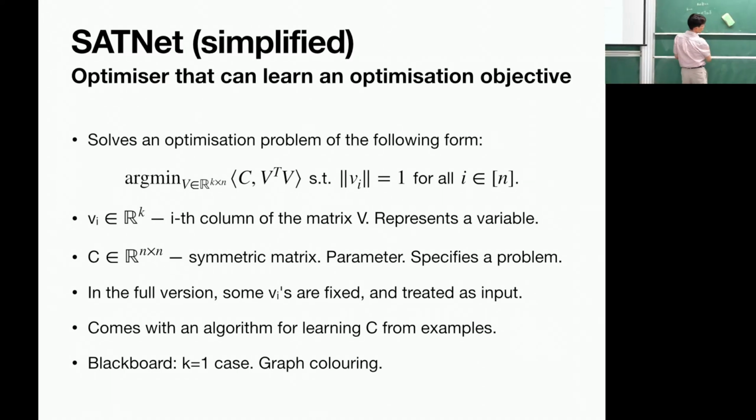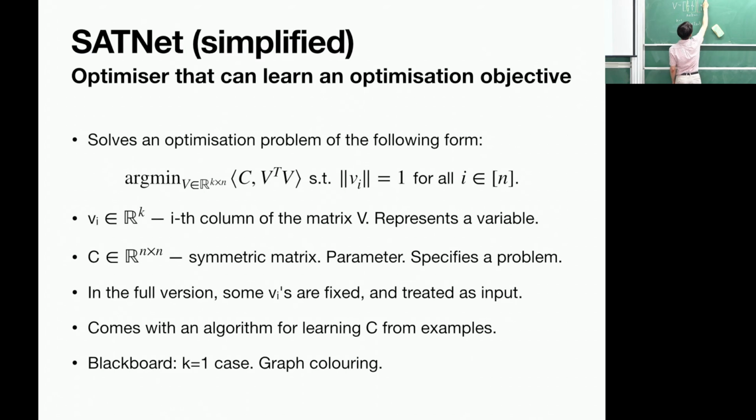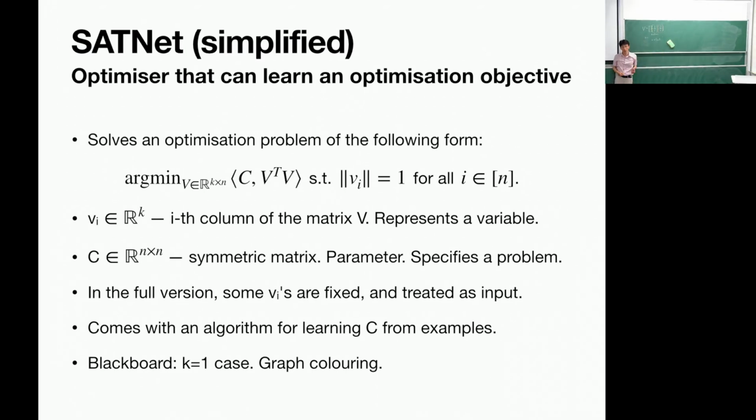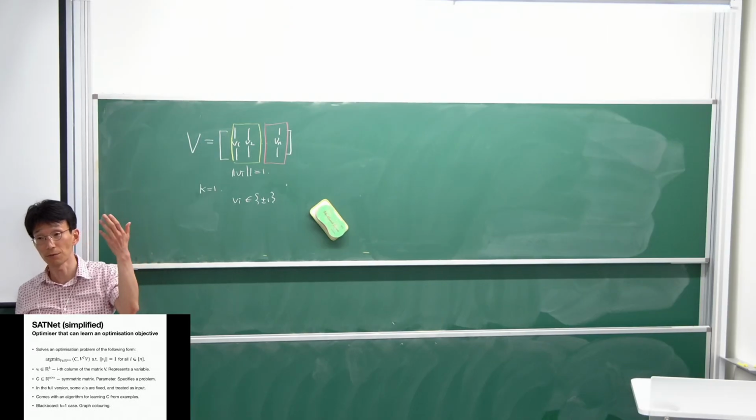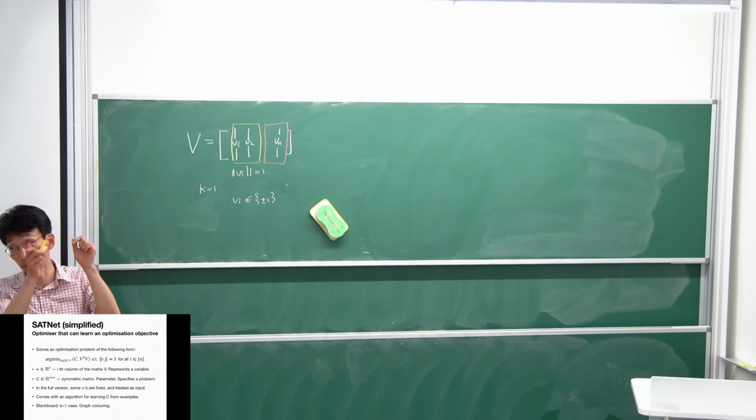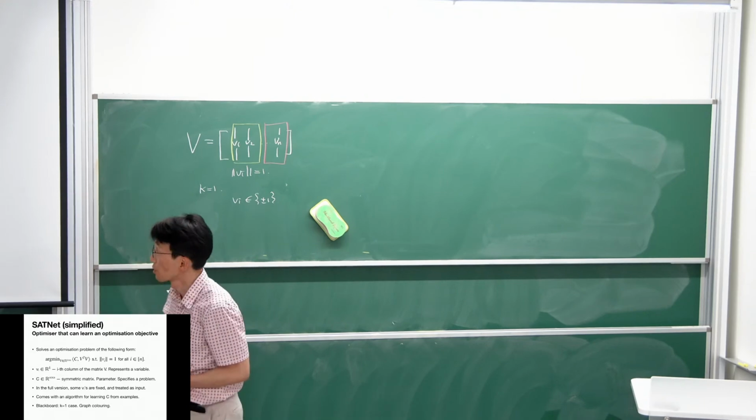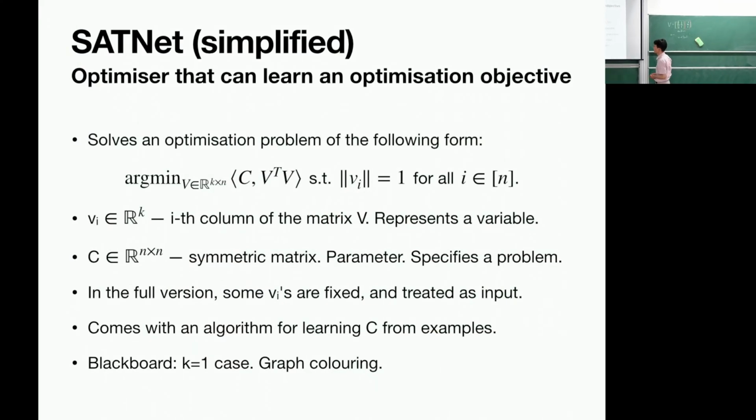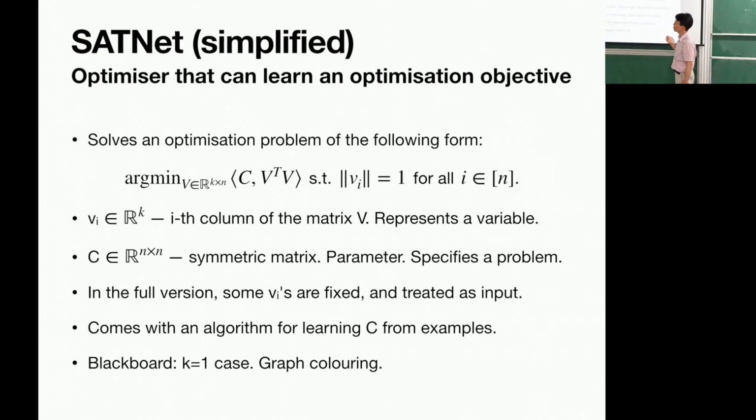But in the full version of SATNet, the optimization problem solved by SATNet has n vectors, and some of them are regarded as input, so they are fixed, and some of them are regarded as output. Roughly speaking, the input v_i specify the partially filled numbers of the Sudoku puzzle, and the output v_i correspond to the blanks of the Sudoku puzzle. The interesting part of SATNet is that it has two parts. One part is a solver for this optimization problem. It doesn't achieve the global minimum, but it achieves a local minimum. And it also has another routine that learns C from a collection of input-output examples.